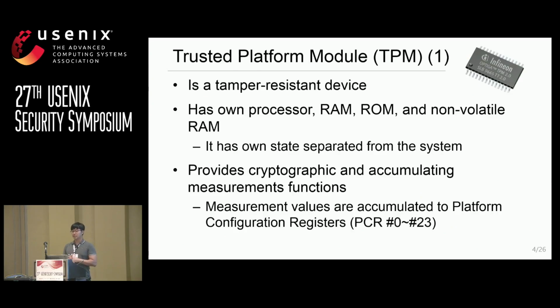TPM is a tamper-resistant device and has its own processor, RAM, ROM, and non-volatile RAM. It also has its own state separated from the system. Typically, it is a chip package and assembled with electronic components and a small board. It has been deployed to a variety of commercial off-the-shelf devices, such as laptops, servers, and desktops. It provides cryptographic and accumulating measurement functions. These measurement values are accumulated to 24 platform configuration registers, PCRs.